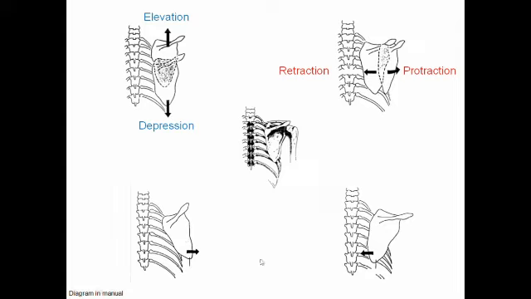And down here, these two movements involve a rotation of the scapula around an AP axis. So here we have upward rotation, where the inferior angle of the scapula moves laterally, but more importantly, the glenoid fossa actually tips upwards. And it's paired with downward rotation, where the inferior angle of the scapula moves medially, but importantly, the glenoid fossa now tips to point downwards.